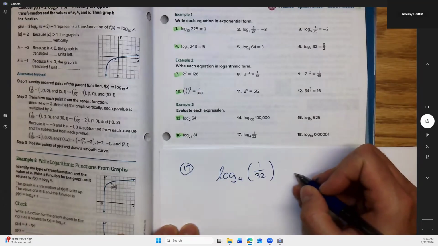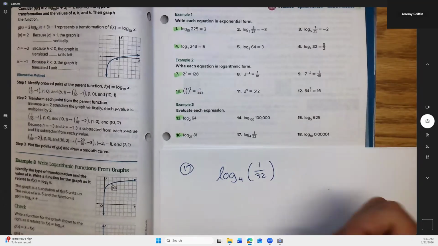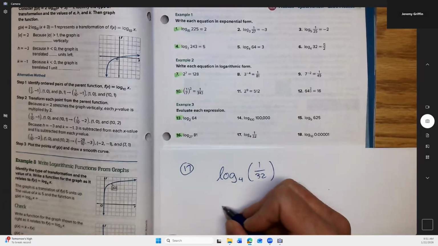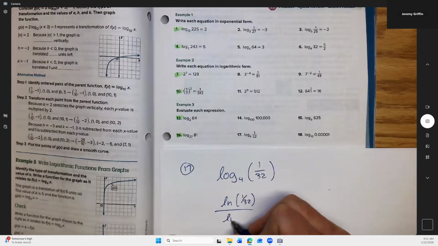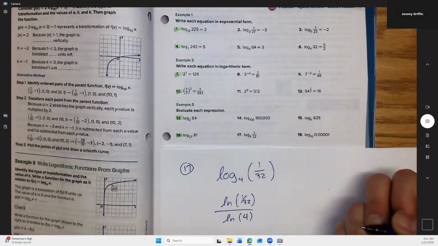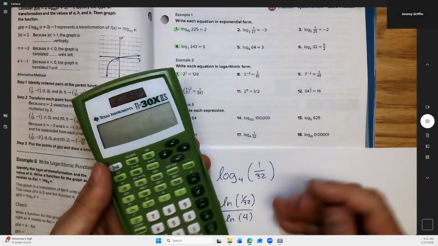Natural log and then find the answer so you can finish. Yeah, you could do that trick we did. You could do natural log of 1 over 32 divided by natural log of 4. That should be the answer. Okay, let's see what it says.